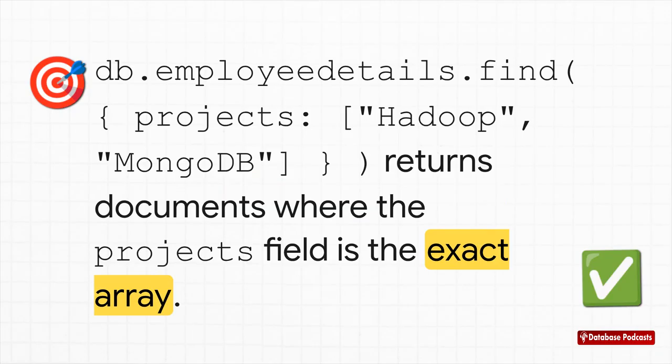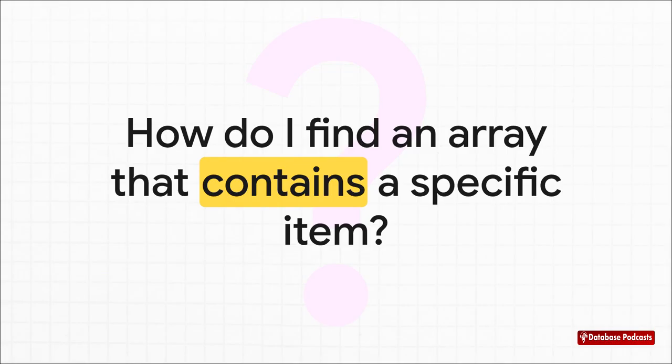The way to do this is actually really direct. You just provide the entire array as the value you're looking for. This query is looking for a perfect match. It will only find documents where the projects array has Hadoop and then MongoDB, in that order and nothing else. But let's be real, that's pretty strict.